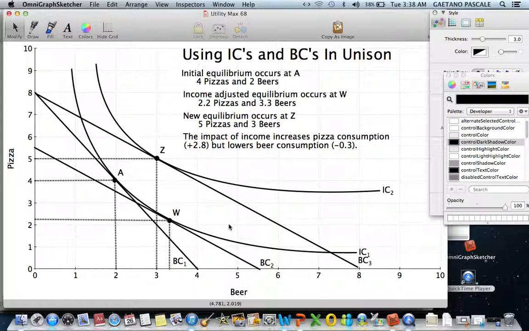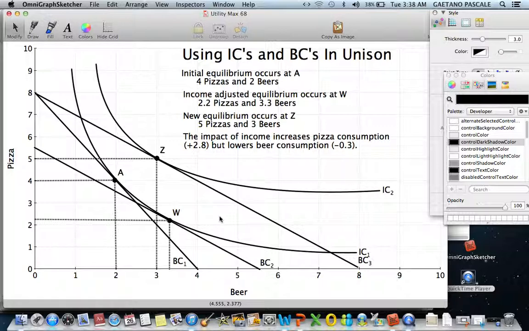All right. So what does it also tell us about pizza consumption? For beer, when we control solely for income, consumption fell, making it an inferior good. What happens to pizza consumption? Pizza consumption increases when we go from W to Z. So because of the impact of income, pizza consumption increased. When consumption increases when income increases, that is a normal good. So this helps to illustrate normal versus an inferior good.